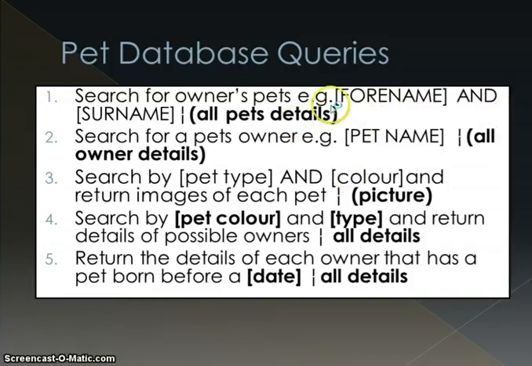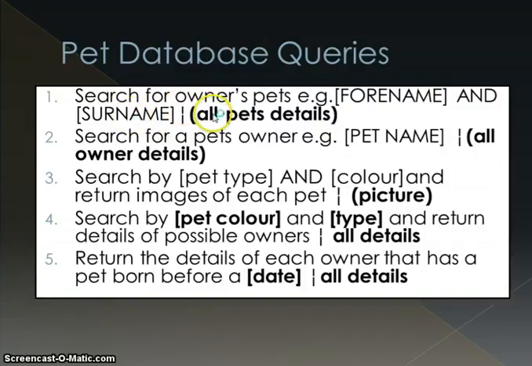Okay, so I'm going to show you how to part set this up, and I'm going to show you how to get this to work with just forename. You're going to need to edit this query so that it's forename and surname, because obviously two owners might have the same first name, so we need to be a bit more specific than that.